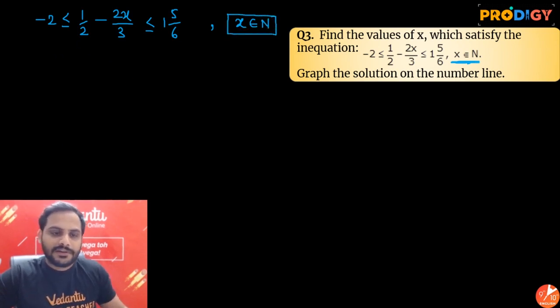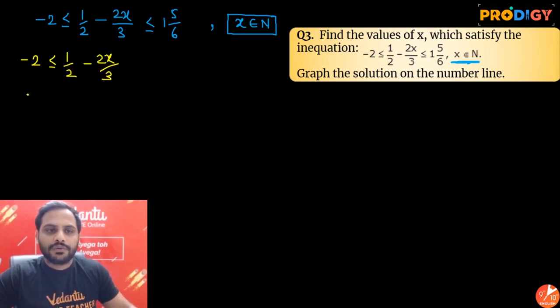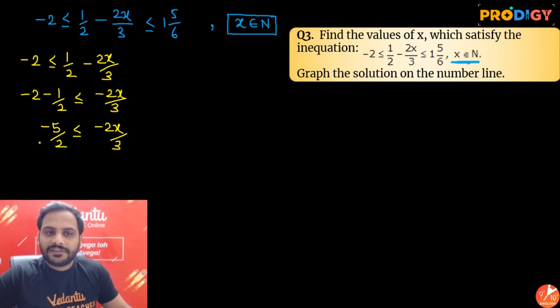So let's solve this. Let's split this into two inequations. First one being minus 2 is less than or equal to 1 by 2 minus 2x by 3. Shift 1 by 2 over there. So minus 2 minus 1 by 2 is less than or equal to minus 2x by 3. Minus 2 minus 1 by 2, take LCM. 2 into minus 2 is minus 4, minus 1 is minus 5. So minus 5 by 2 is less than or equal to minus 2x by 3. If I cancel the negative sign, the sign of inequality will change. So now it is 5 by 2 is greater than or equal to 2x by 3.